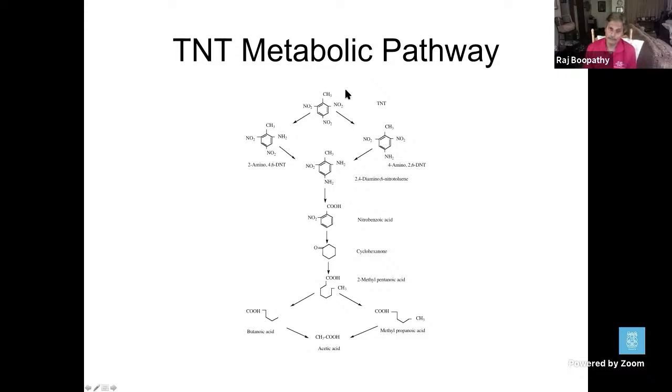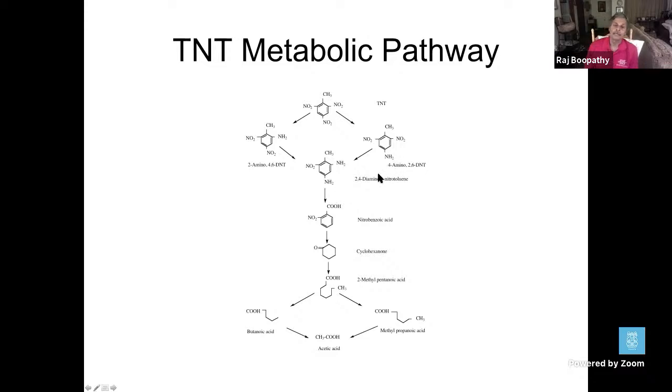So here is your TNT. The thing happening here is this transformation, reduction of the nitro group to amino group. So this becomes 4-amino 2,6-dinitro. And then in the second position, the nitro group is reduced. This has become 2-amino. And then 2 and 4-amino reduced become 2,4-diamino. And then we couldn't catch some other metabolite. The next metabolite we caught was this nitrobenzoic acid.